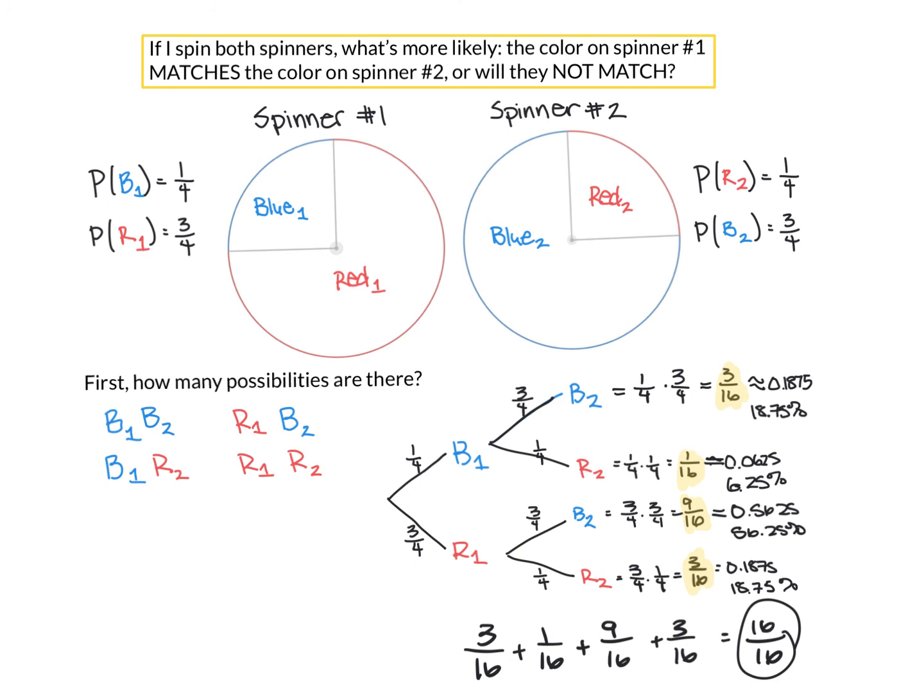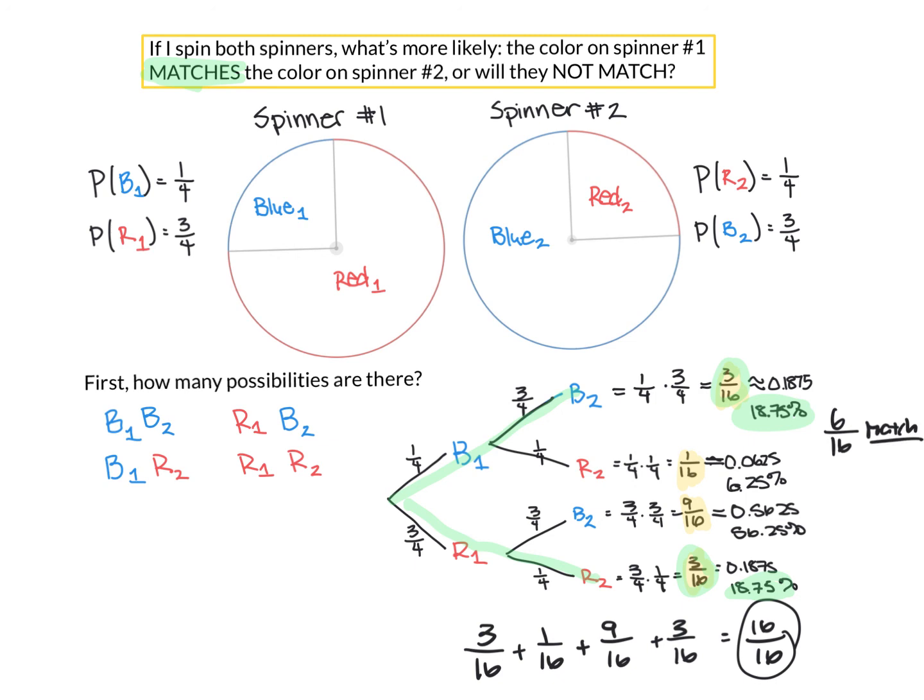But we've not yet answered our question: does it match or does it not match? Which is the most likely scenario? Well, to match, that would be blue, blue, or red, red. That means we're going to take our 1875 and our 1875, or our 3/16 and 3/16. That would get me a total of 6/16 for matching.